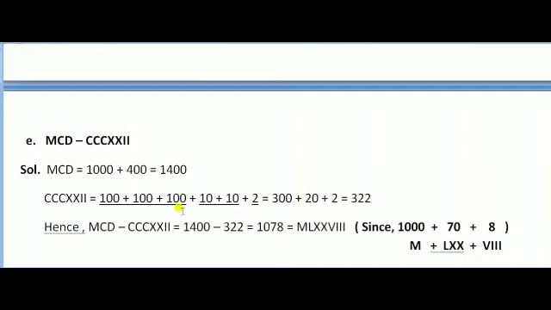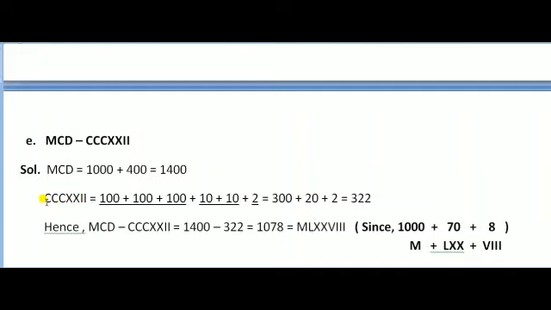E part, MCD minus CCCXXII. So MCD will have the Hindu numeral as follows. M stands for 1000. CD, already we have seen in the chart, CD stands for 400. You learn it or mug it up. So it is 1000 and 400. When added it becomes 1400.